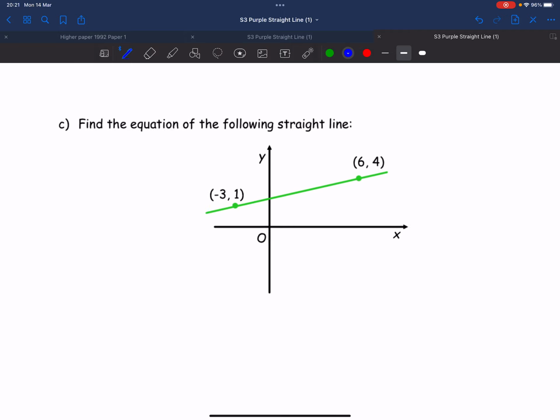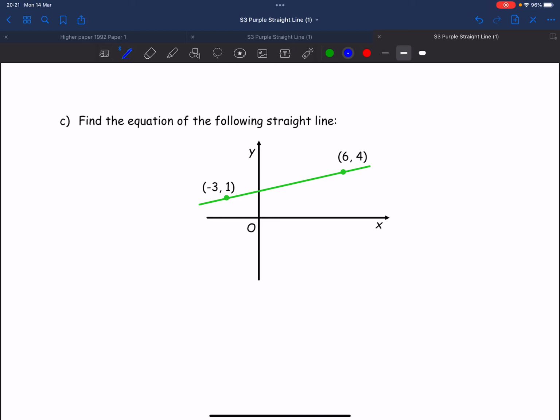Let's take a look at this next one. I want to find the equation of the straight line that joins the points (-3, 1) and (6, 4). So remember, from now on, if you want to find the equation of a straight line, you need to know two things. You need to know the gradient and you need to know a point. You don't have to know the y-intercept. If you know the y-intercept, it's a bonus. You can do it a lot quicker. But you don't need that. All you need is a point on the line.